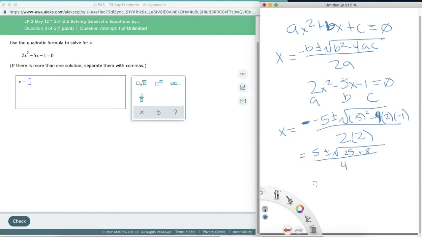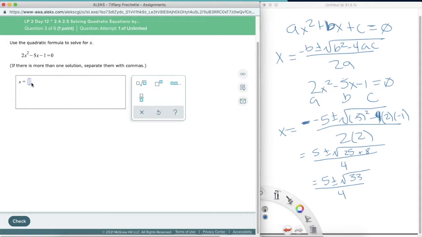And then 5 plus or minus the square root of 25 plus 8, which is 33. So that's definitely not going to be a square there, over 4. So there's really nothing I can reduce here. 5 and 4 don't reduce into each other. 33 doesn't have any squares that I can pull out of there. So I just need to type this in.